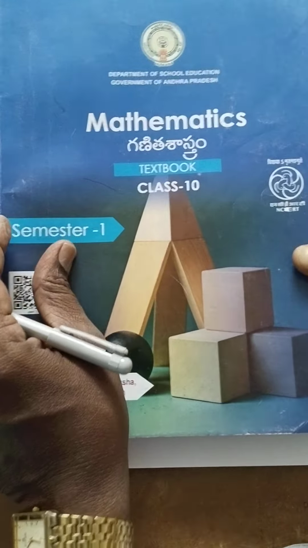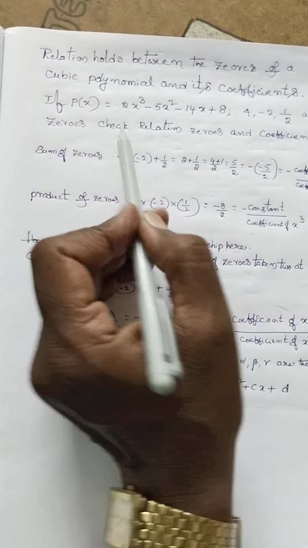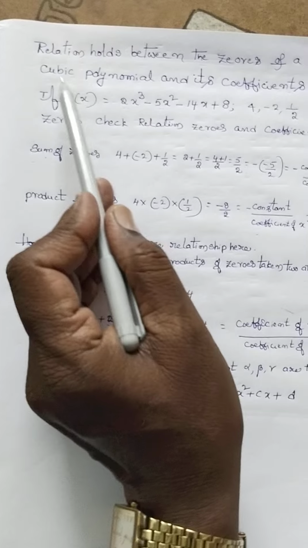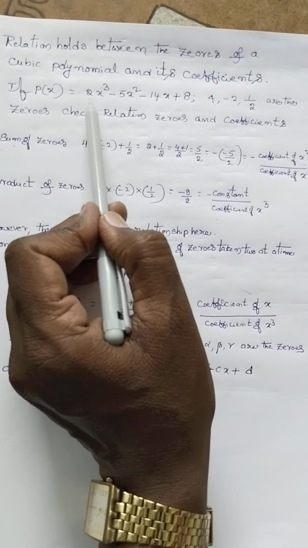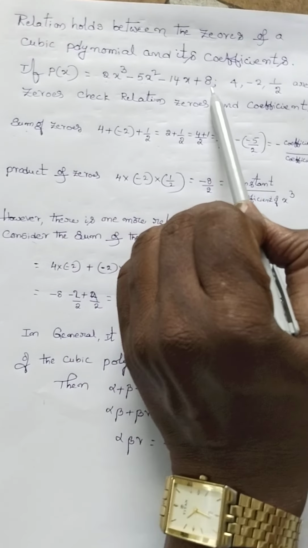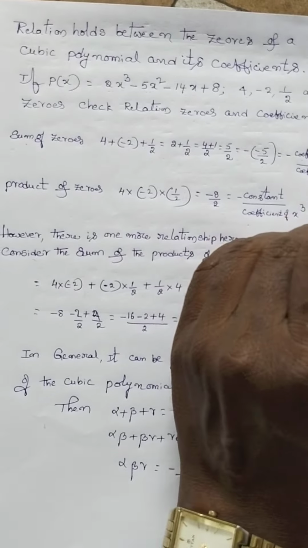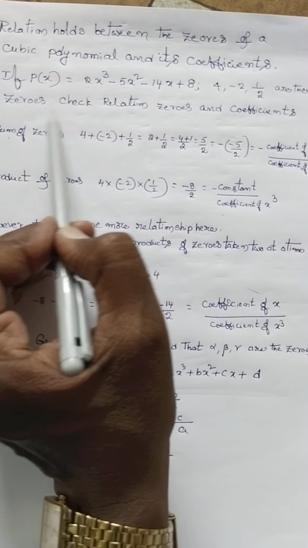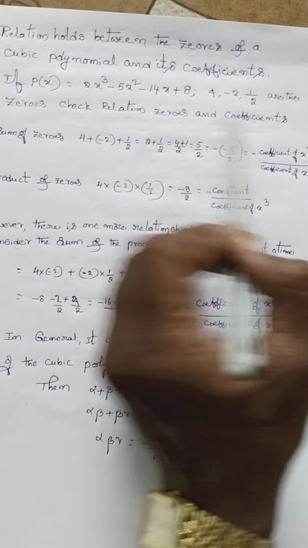Today I am going to explain the relation between the coefficients and zeros of a cubic polynomial. If p of x is equal to 2x cube minus 5x square minus 14x plus 8, then 4, minus 2, 1 by 2 are the three zeros of the given polynomial. Check the relation of the zeros and the coefficients.